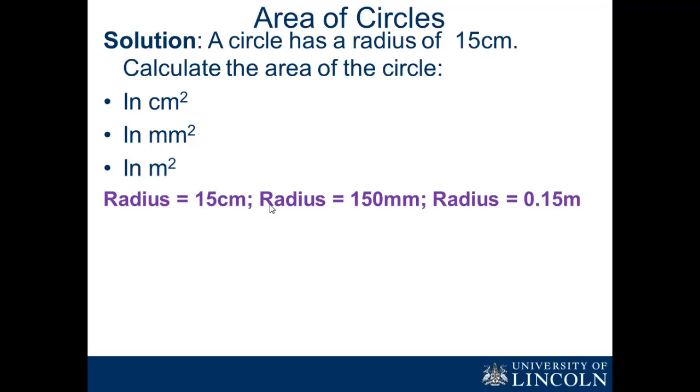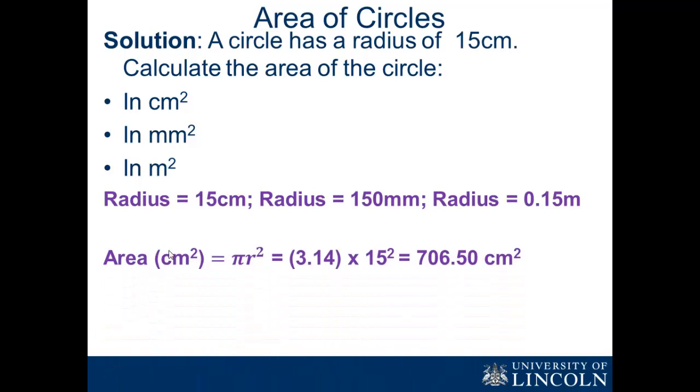We've been given the radius in centimeter. All we need to do is just to write the formula. Area equals pi r square. So we have our pi to be 3.14. It can be 3.142. It can be 22/7. Whatever you are given, use it. If you are not given any figure, use 3.142 for example, or use 22/7. Then in centimeter square, we use the radius in centimeter square, which is 15 square. Put that in your calculator. You have this 706.50 centimeter square.